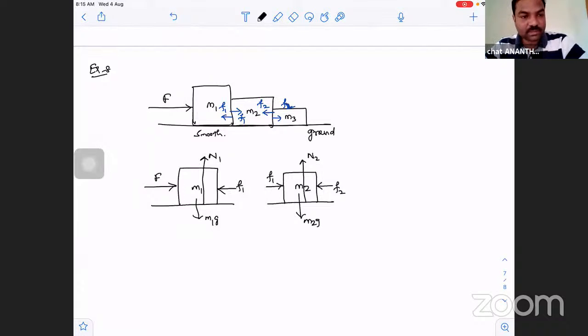Pavitra, on M2, four forces are acting. On M1 and M2, four forces will act. Okay, F1 and F2 will be the forces acting on M2. On M2, M1 will apply a force, and M3 also will apply a force. Okay?